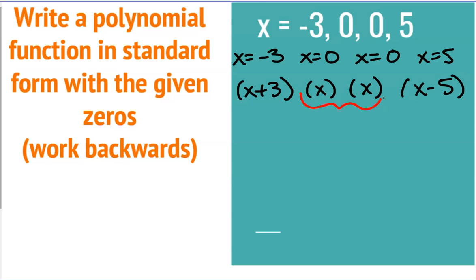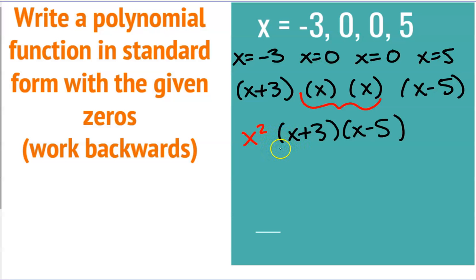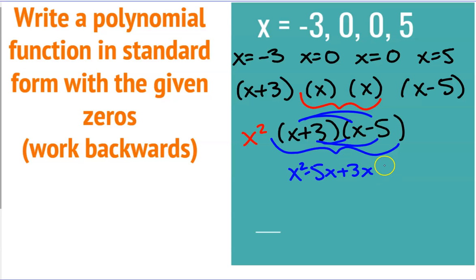I'm going to bring these two together first. That is x squared. Still have x plus 3 and x minus 5. I'm going to FOIL those two together. That's going to give me x squared minus 5x plus 3x and then minus 15. So we have x squared, what is that, minus 2x minus 15. And it is still being multiplied by the x squared out front.